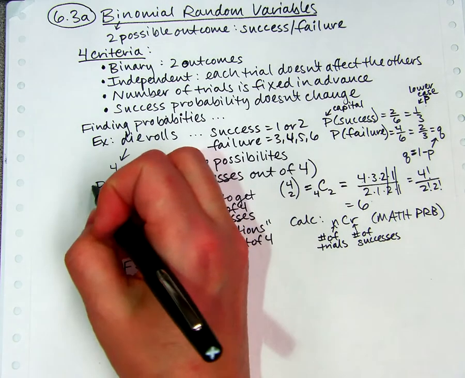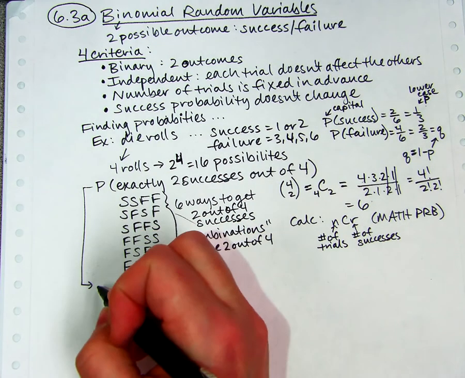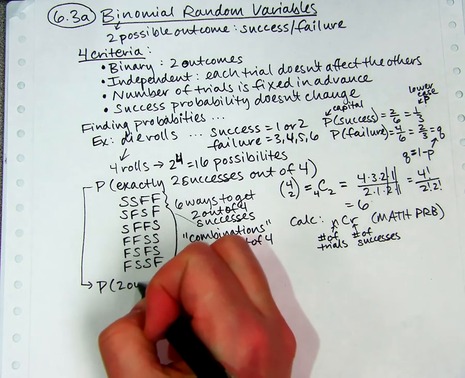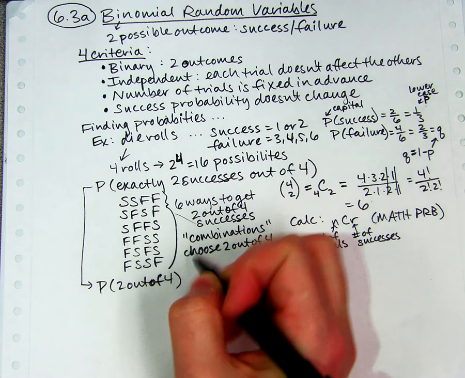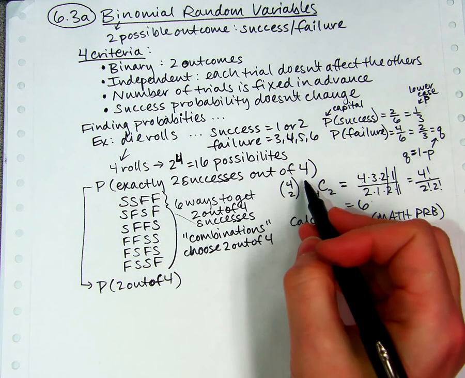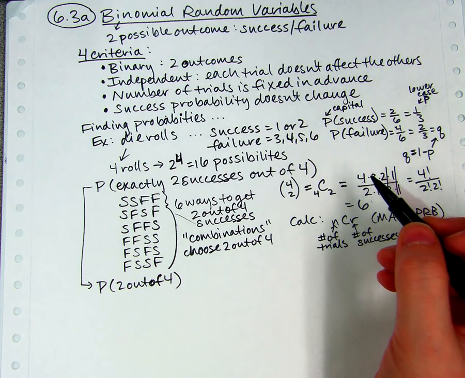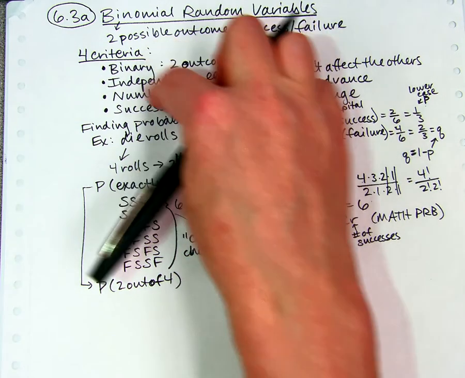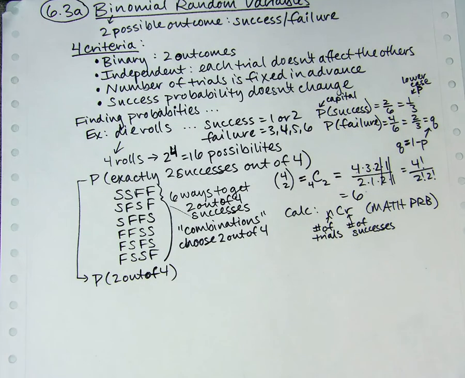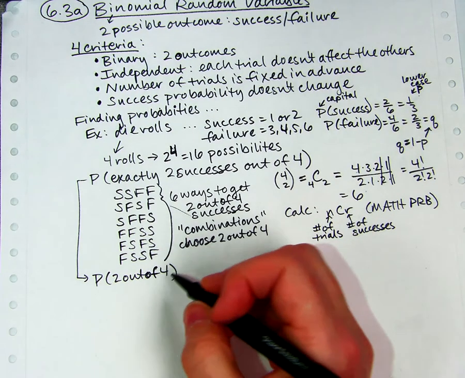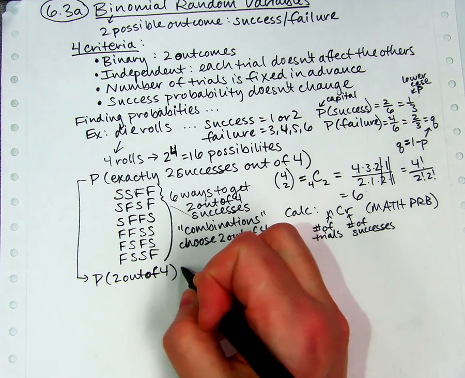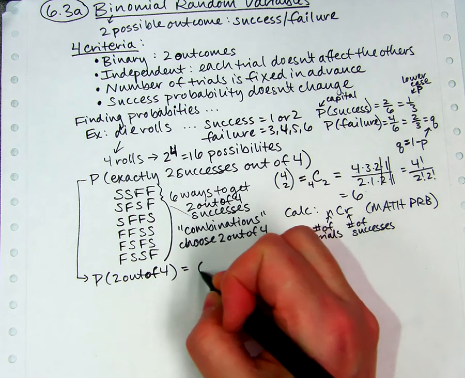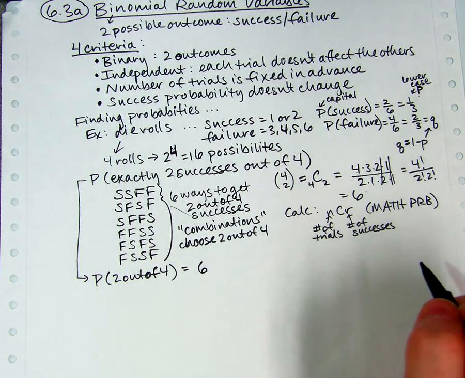Back to the probability, because that's the interesting part. Probability of 2 out of 4. Pretty much anytime you see something like this, exactly this many out of this many, that should be your clue that we're doing binomial. And then you would check these criteria to make sure it really is binomial. So 2 out of 4 or 3 out of 10 or anything like that is going to be a binomial situation.